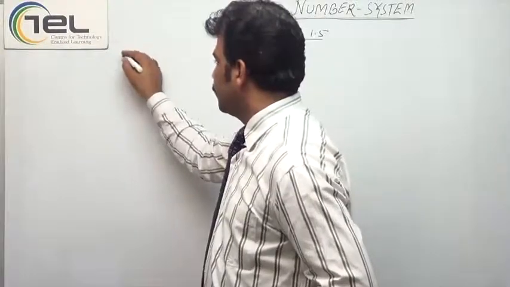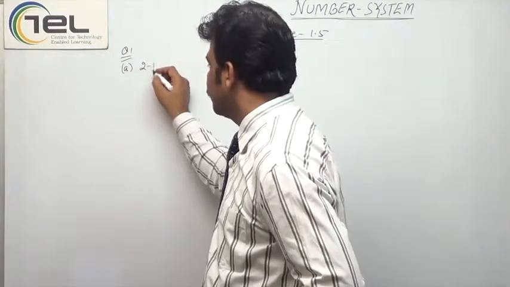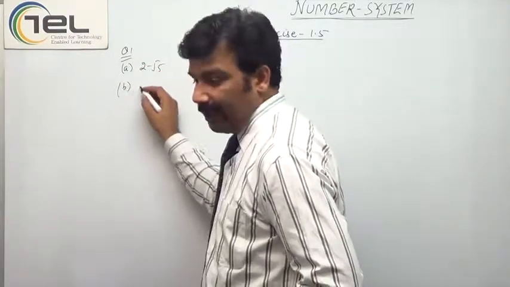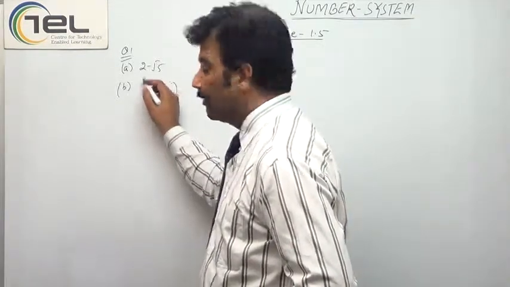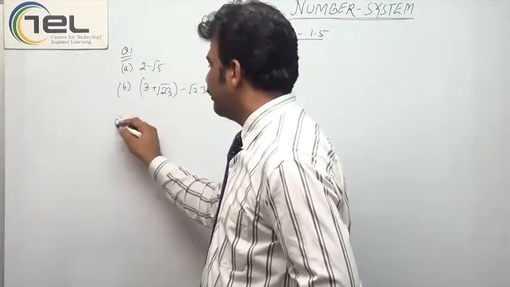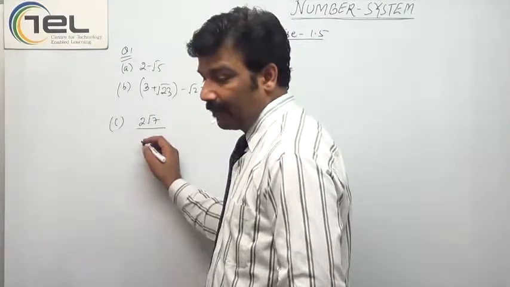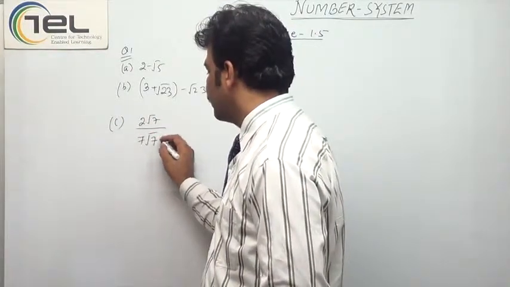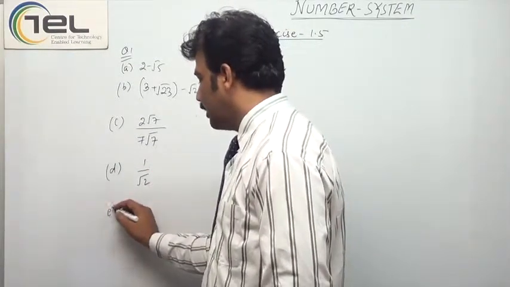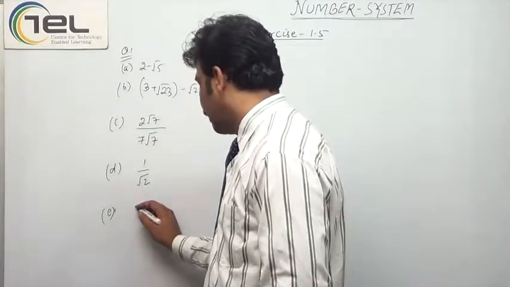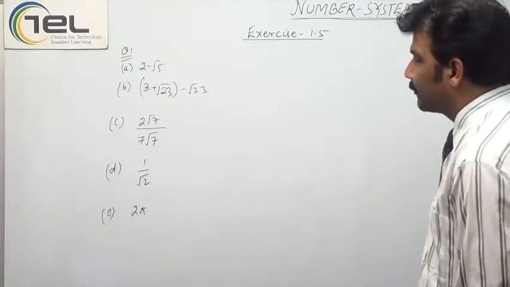So, question number 1, we have part A, and this says 2 minus root 5. We have B part, it says 3 plus root 23 minus root 23. We have C part which says 2 root 7 over 7 root 7. D part we have as 1 upon root 2, and the last one of them we have as 2 pi. So one by one I will solve them.